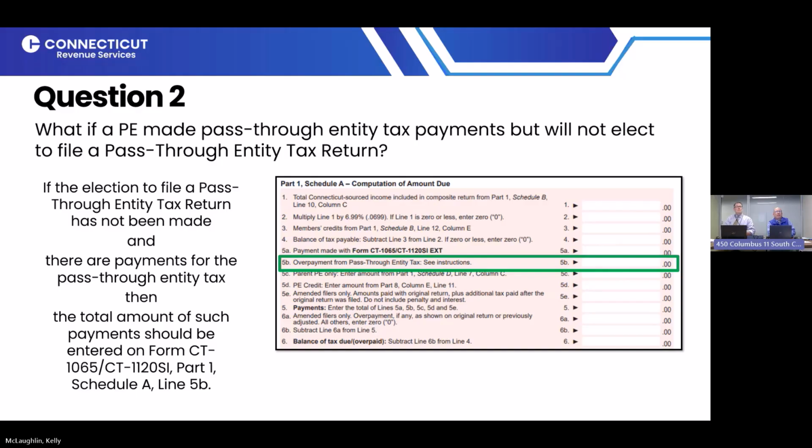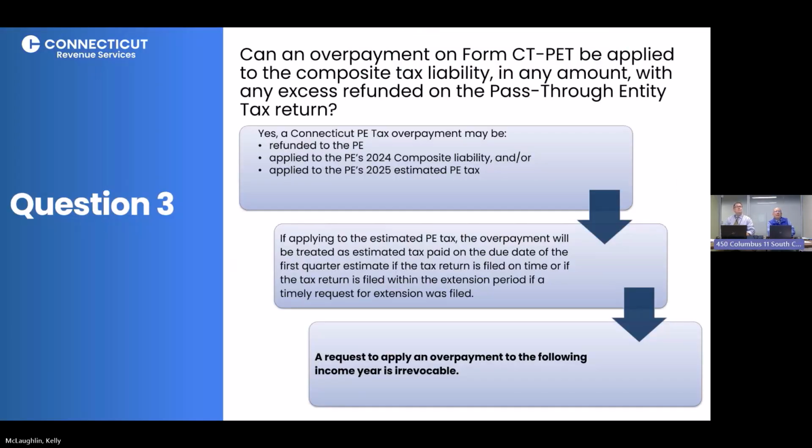Question number 3, if we can. Can an overpayment of the PET be applied to the composite tax liability in any amount with any excess refunded on the PET return? Yes, the short answer is yes on that. And it can be applied or claimed in multiple ways. The PET or composite income tax payment can be, I'm going to make sure that's right.